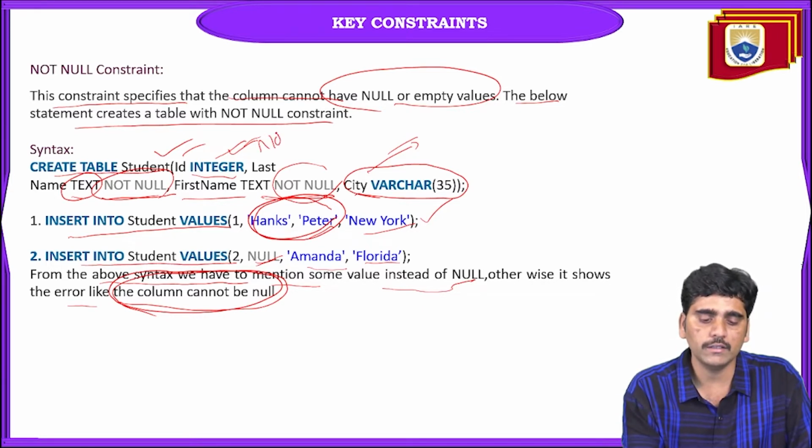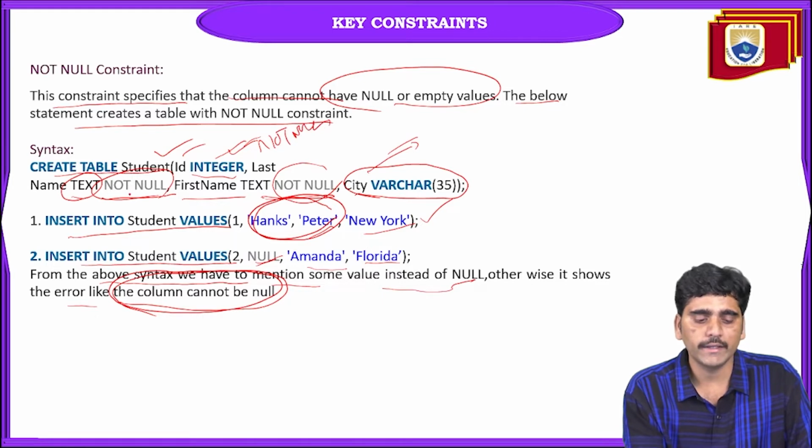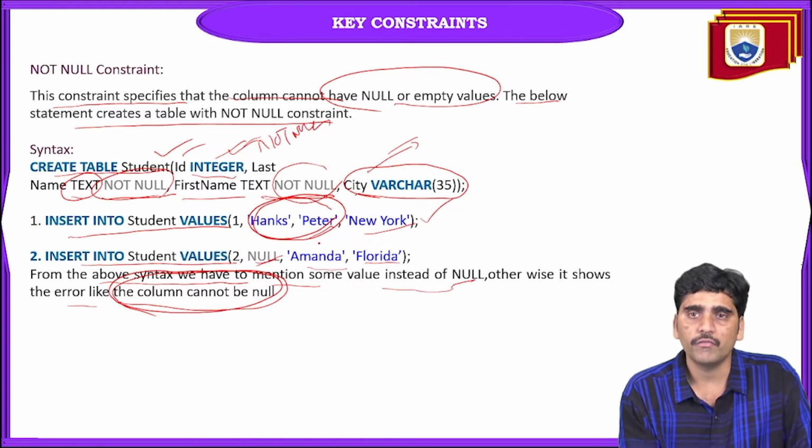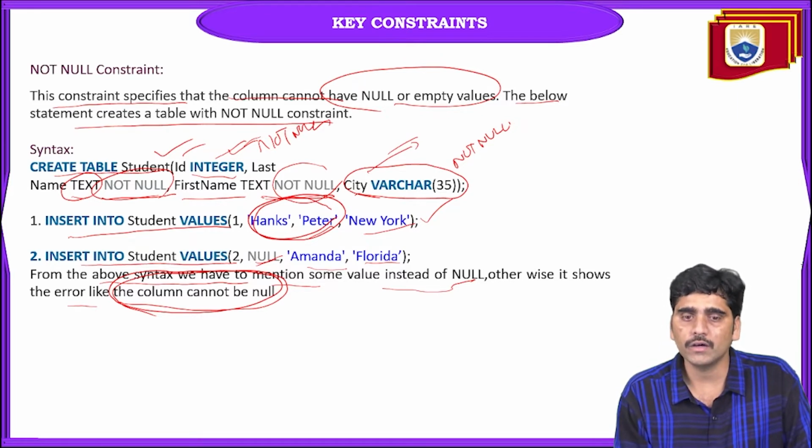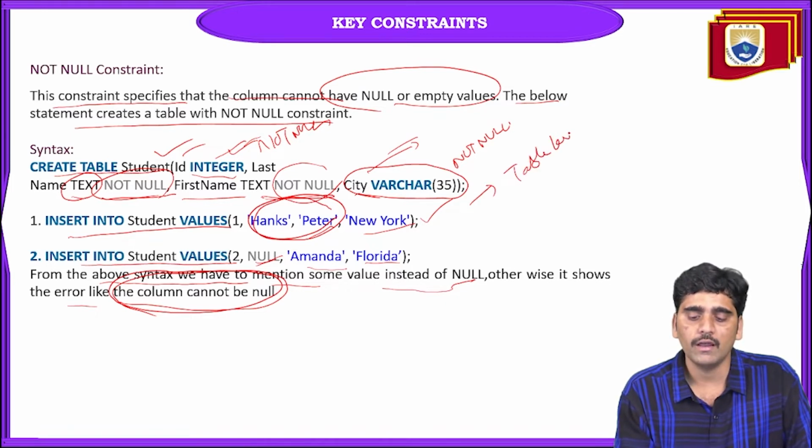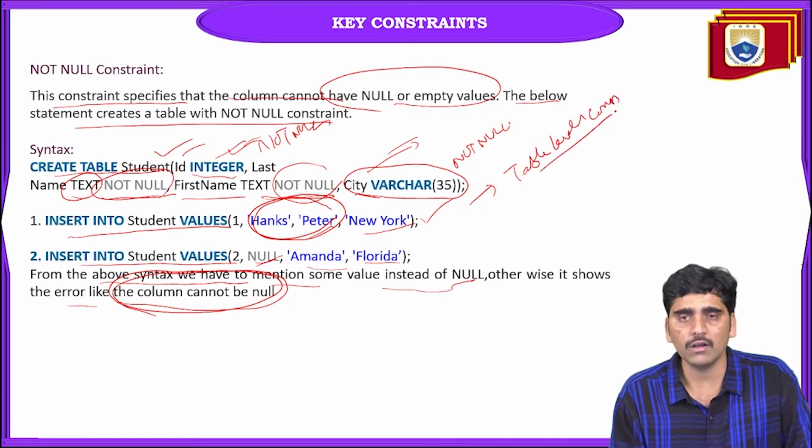Suppose ID integer not null, last name text not null, first name text not null, city varchar also not null. Like that you are specifying the not null constraint to all the columns, meaning it is a table level constraint, because a table can have all the columns. So indirectly all the columns are applied with the not null constraints. So we can say that it is a table level constraint.